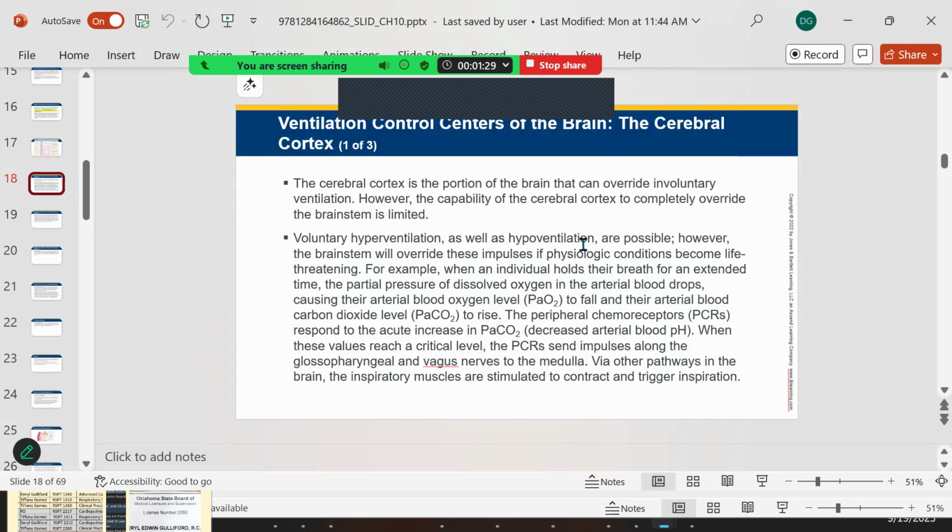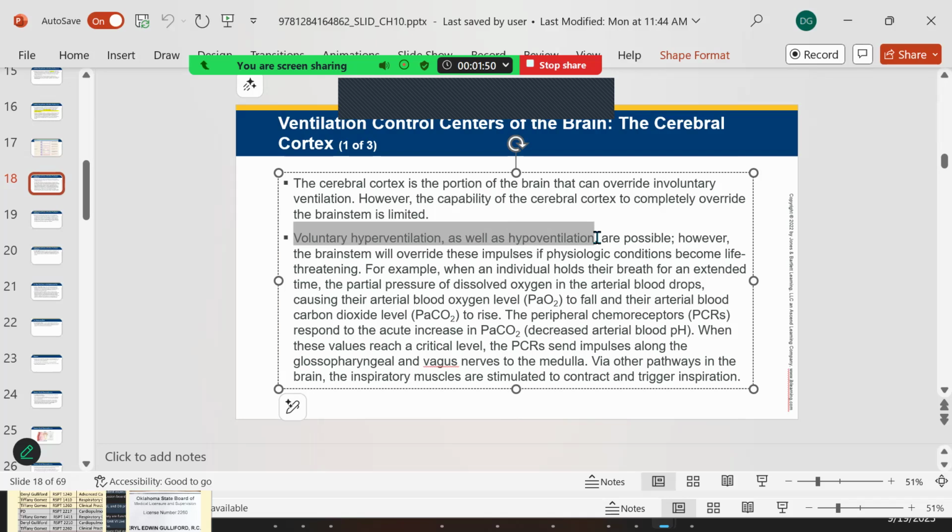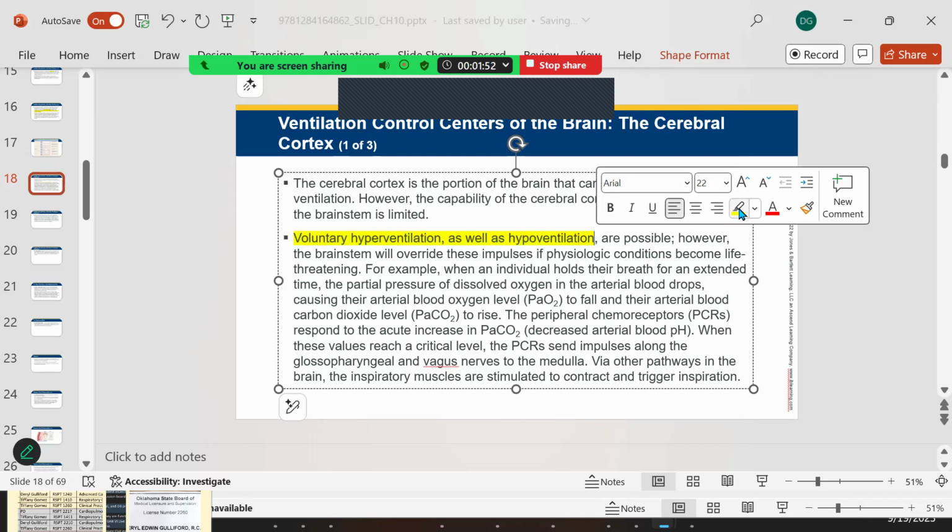Cerebral cortex is the portion of the brain that can override involuntary ventilation. That is, you can decide to breathe deeper or faster, make a conscious decision about that. And we ask patients during a pulmonary function test to do exactly that: take their deepest breath in, blow out hard and fast. Voluntary hyperventilation, voluntary hypoventilation are possible.